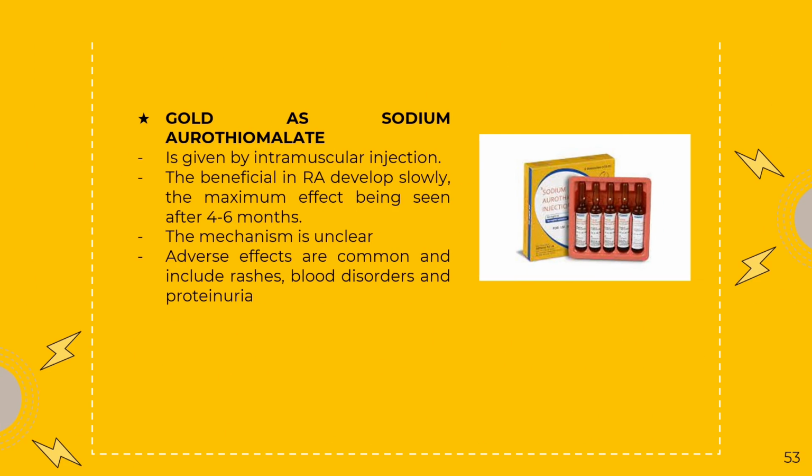Last but not least, gold as sodium aurothiomalate. This drug is given by intramuscular injection. The benefit in rheumatoid arthritis develops slowly, with the maximum effect being seen after 4 to 6 months. The mechanism is unclear, and the adverse effects are common and include rashes, blood disorders, and proteinuria.